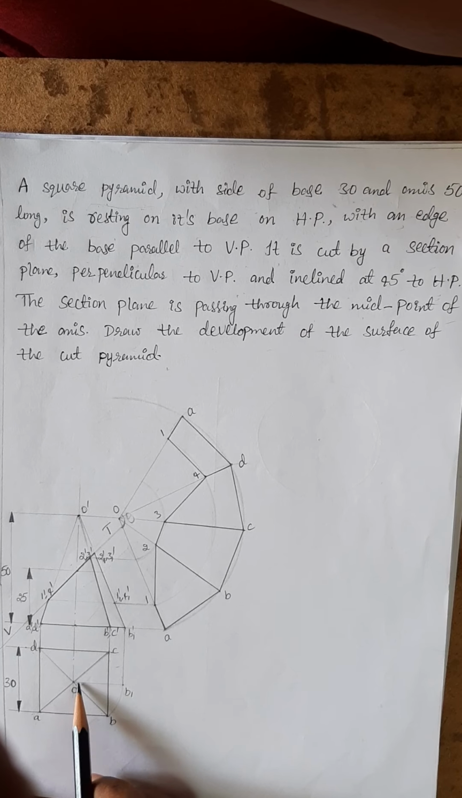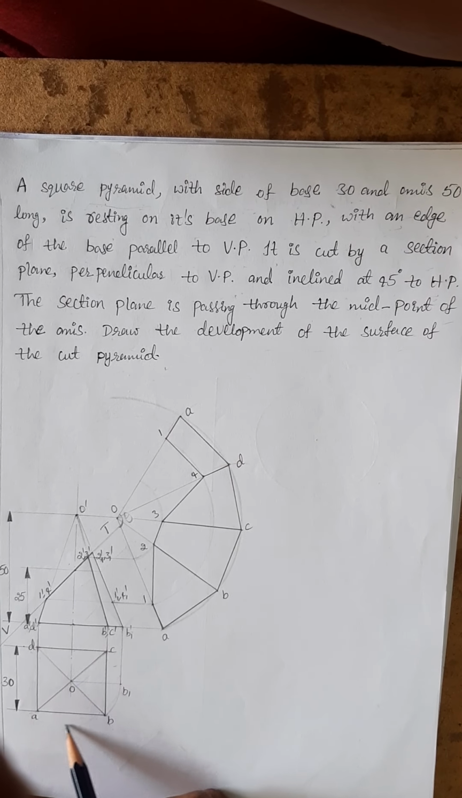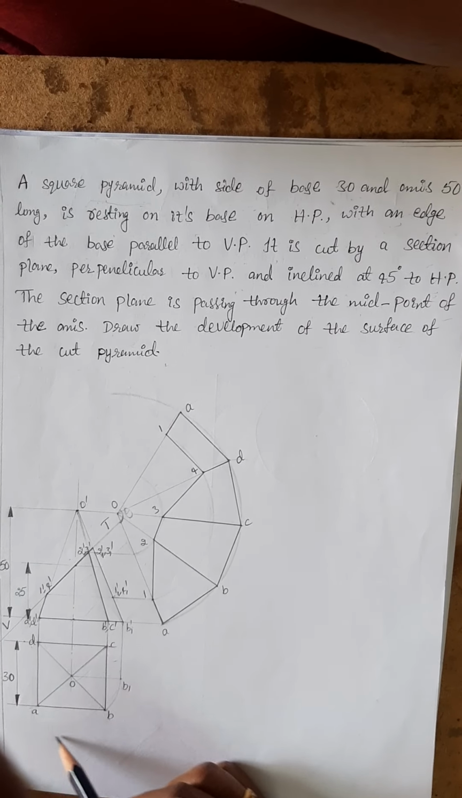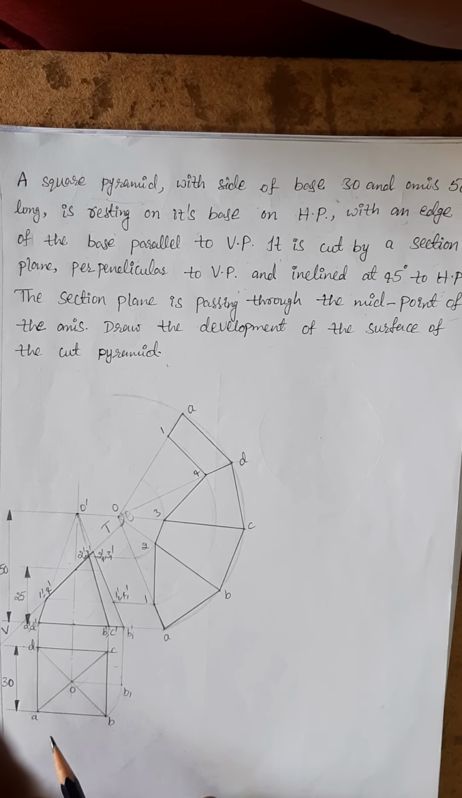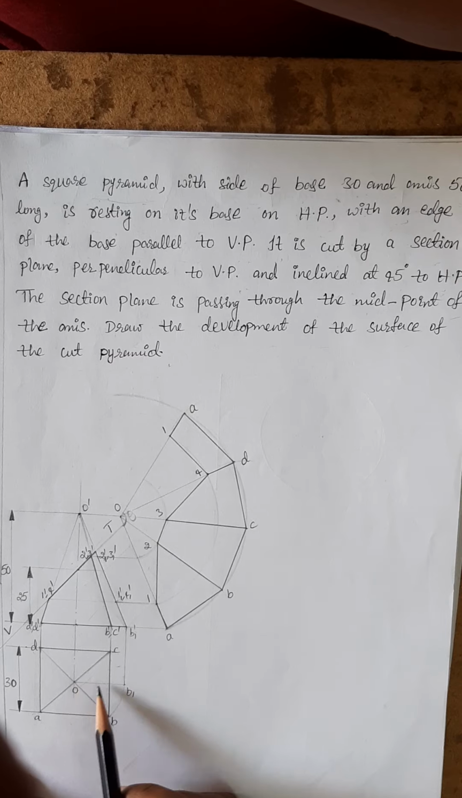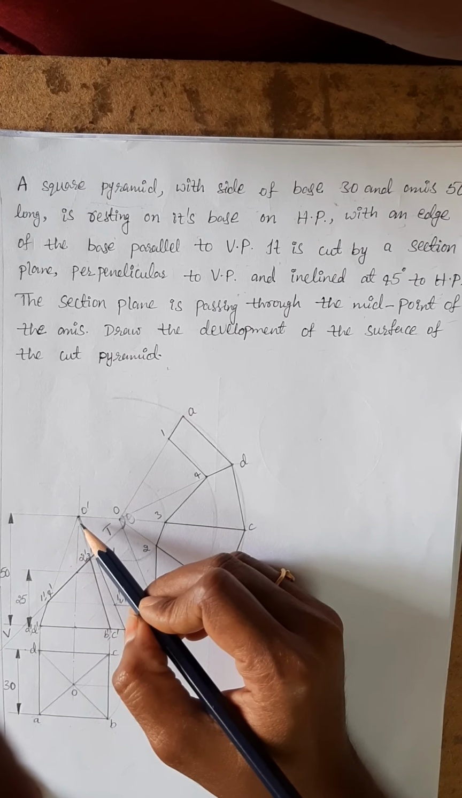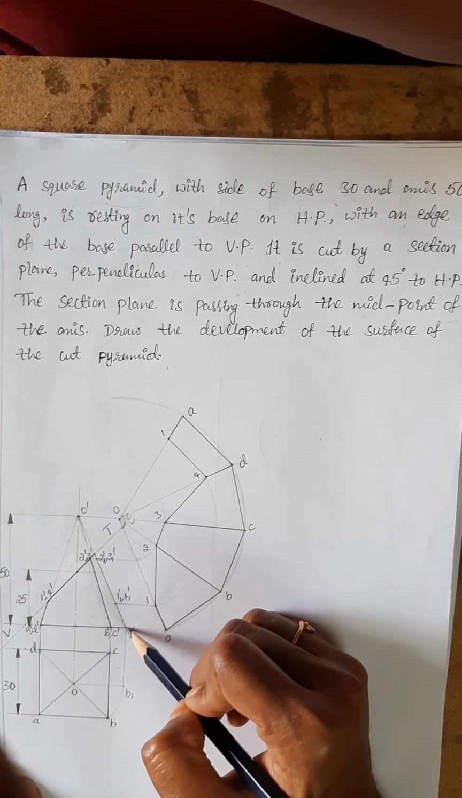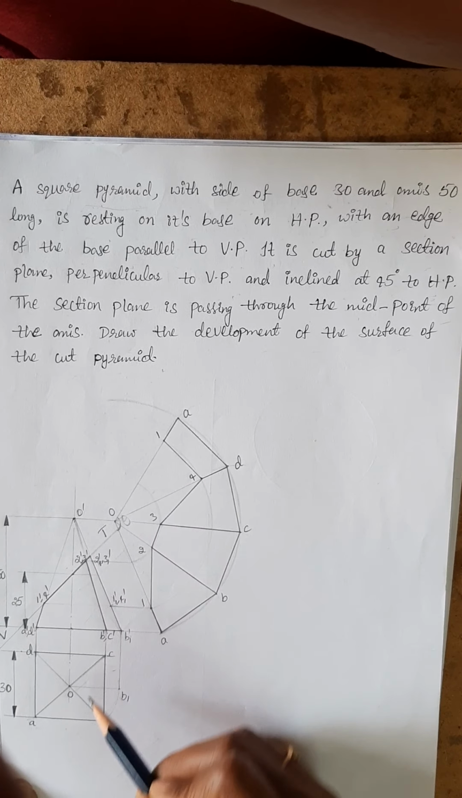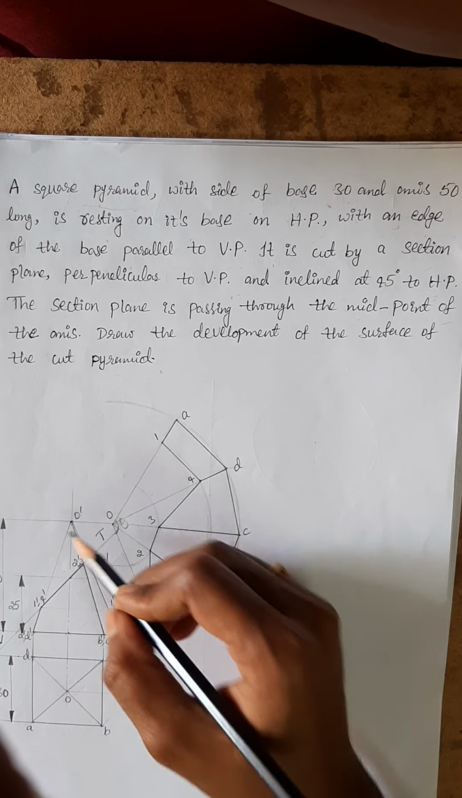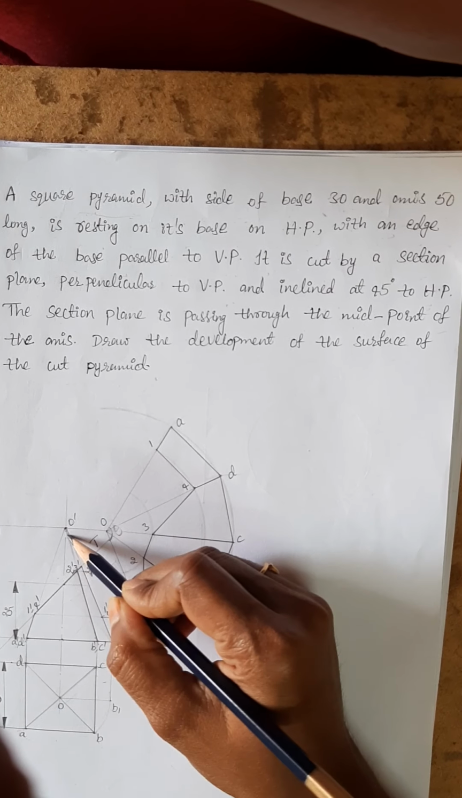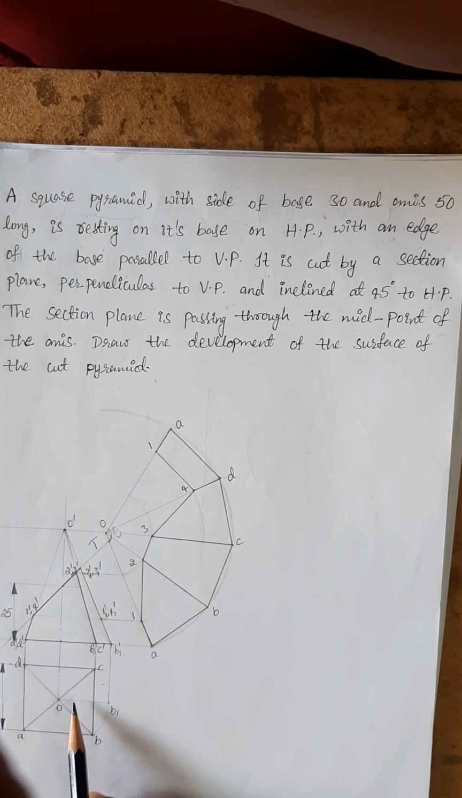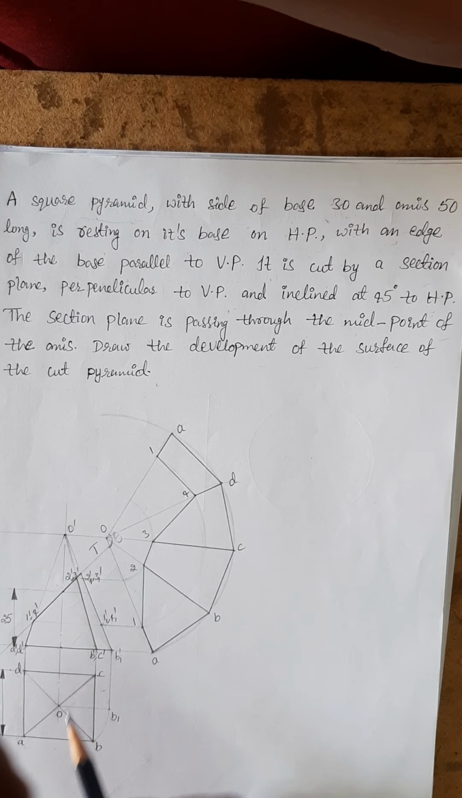Next, draw the pyramid position, the base position, right? In this base position we draw another inclined line, the slant side. Because this is not the true slant height of the pyramid, we draw another line.